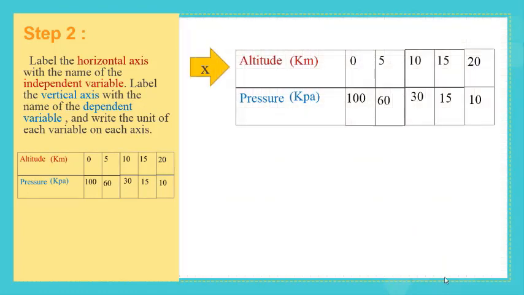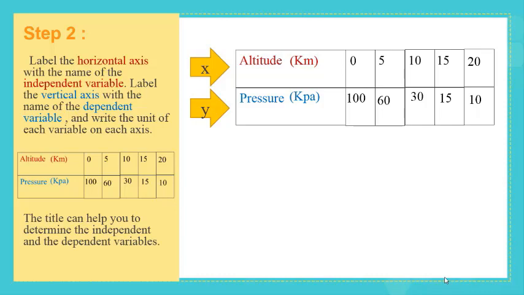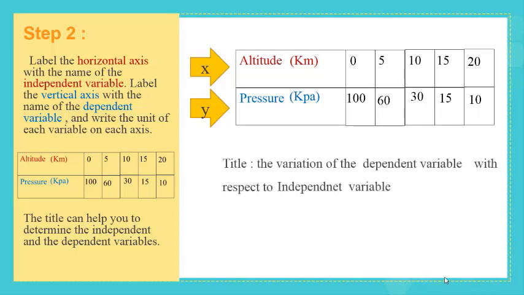In the table, write the independent variable, which is altitude in this case, on the x-axis or the horizontal axis, and write the dependent variable, which is pressure in this case, on the y-axis or the vertical axis. To avoid mistakes, you can use the title to determine the independent and the dependent variable. The title of the table is the variation of the dependent variable with respect to the independent variable. What is the dependent variable? What is the independent variable?